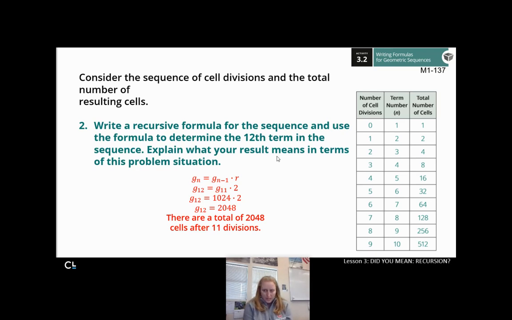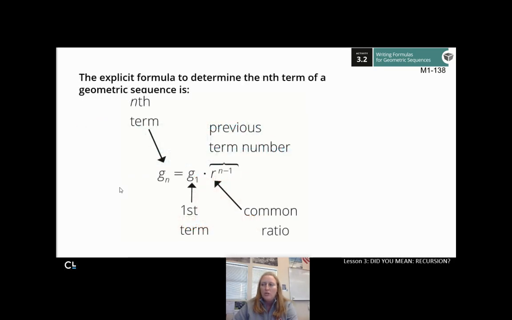The problem, as you know, is what if I'm looking for term number 22? Suddenly I don't want to make that table anymore. It's not fun. So this is where we go to our explicit formula. So much better when you start getting really far down the terms in your sequence. And it looks like this.